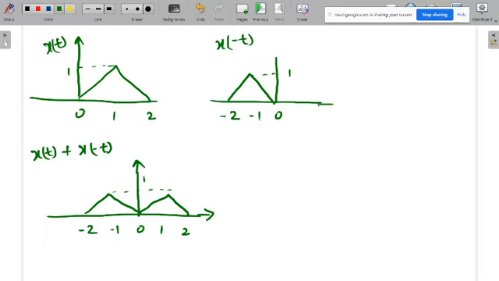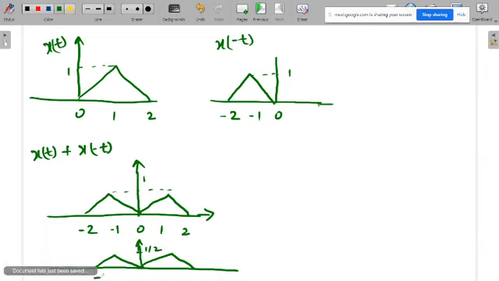Now from this signal, you apply 1 by 2. If you apply 1 by 2, what will you get? Only the amplitude will change, the time axis remains the same. The amplitude will become 1 by 2. The rest of the times remain the same, 0, 1, 2. Now this is x of t plus x of minus t divided by 2.